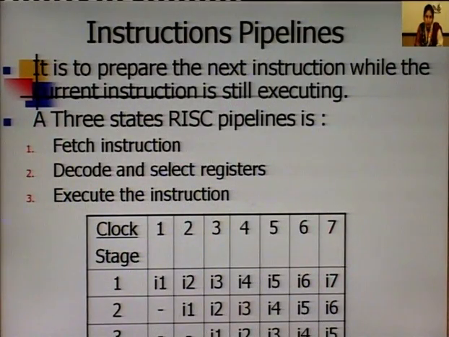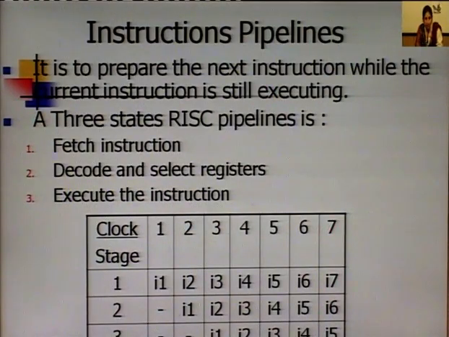So we will study instruction pipelines. It is to prepare the next instruction while the current instruction is still executing. A 3-stage RISC pipeline is explained in this diagram. The 3 stages are: first is fetch instruction, second is decode and select registers, and third is execute the instructions and store the results.